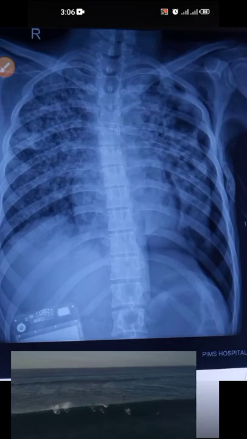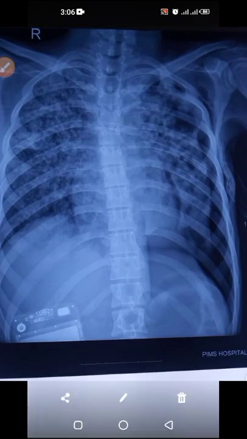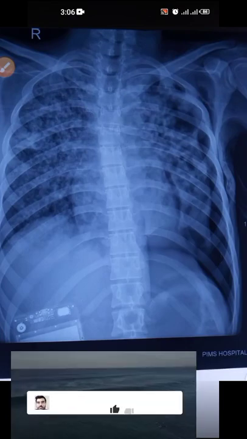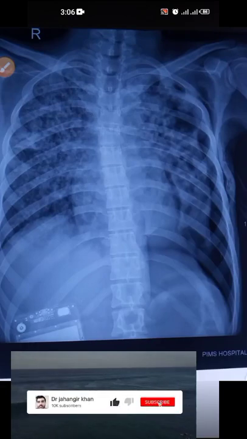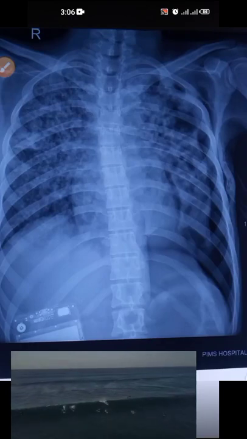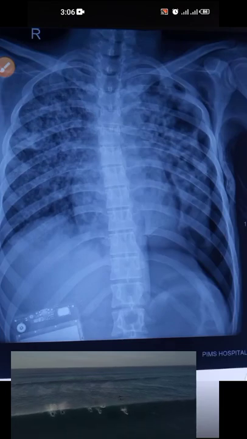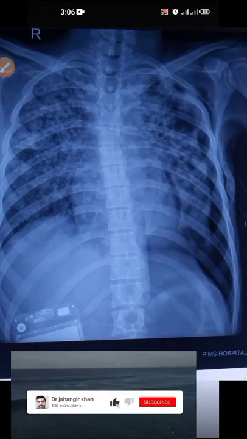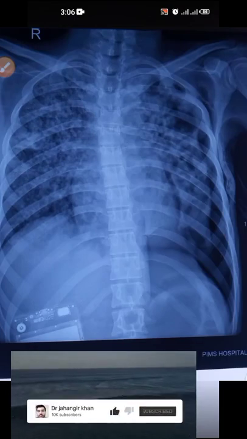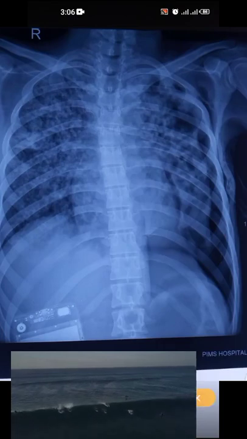Well, this is a very important chest X-ray. How do you describe a chest X-ray? Now, description of a chest X-ray is something else, and diagnosis of a chest X-ray is something else. So, what do you see in this chest X-ray?